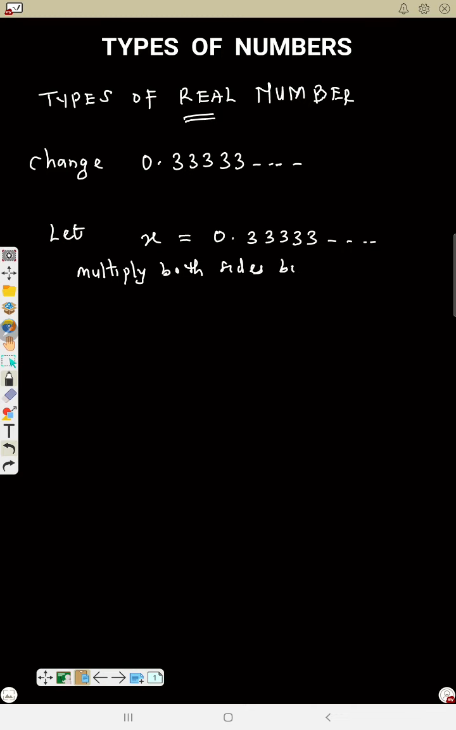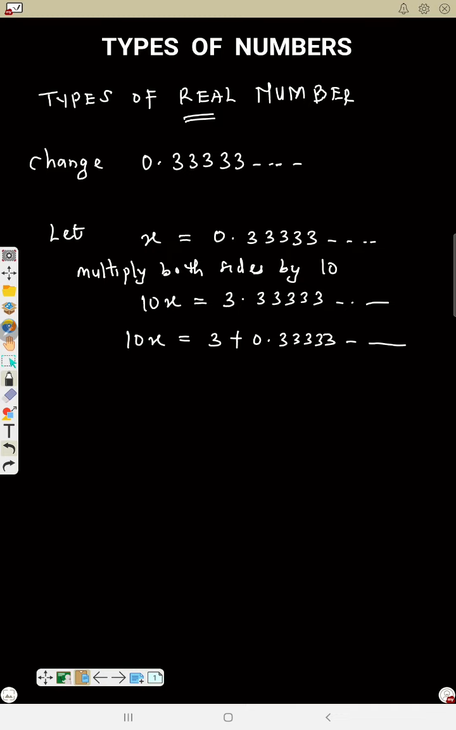Multiply both sides by 10. So this will be 10s is equals to, if you multiply all this by 10, the point will move. So this will be 3.3333 continue like that. Now this is the same thing as 3 plus 0.3333 like that. You remember now I can change this decimal to this. I can split the fractional part from the whole number part.